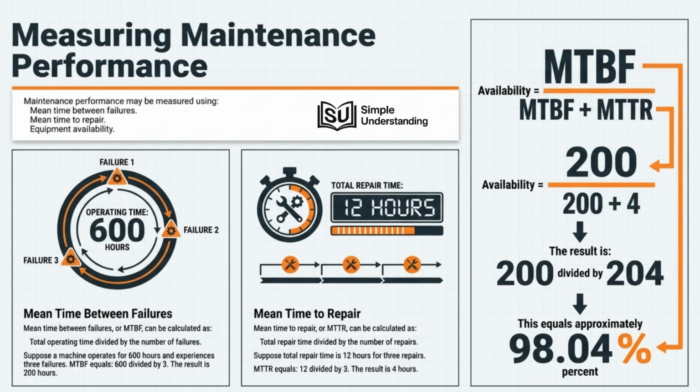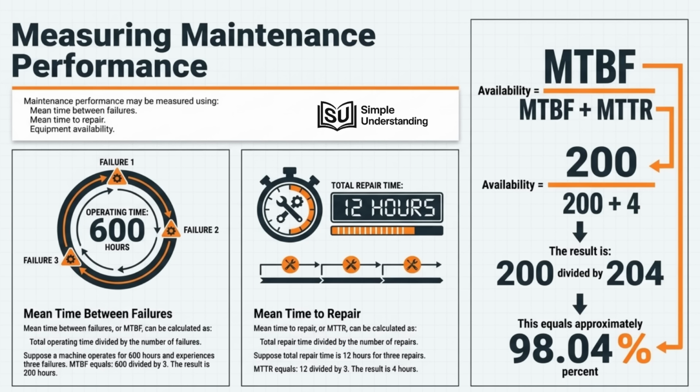Mean time to repair, or MTTR, can be calculated as total repair time divided by the number of repairs. Suppose total repair time is 12 hours for 3 repairs. MTTR equals 12 divided by 3. The result is 4 hours.